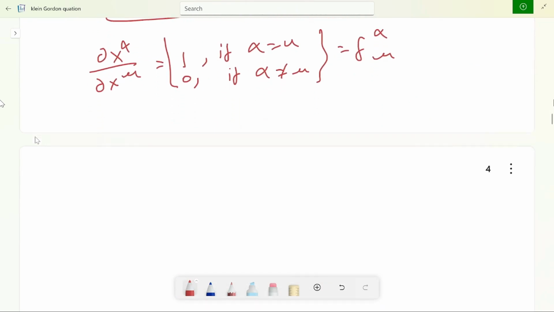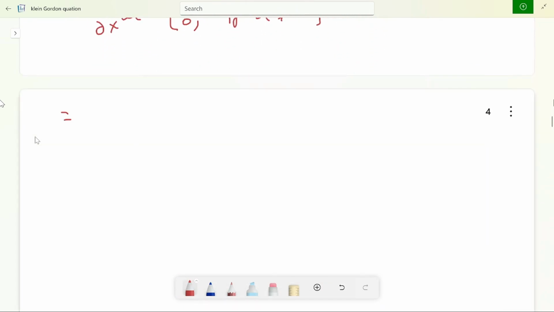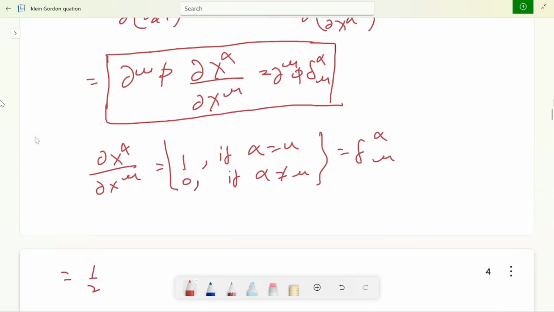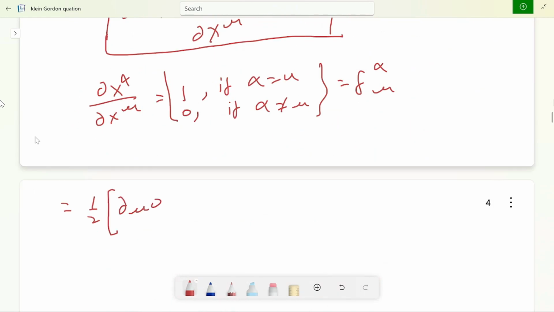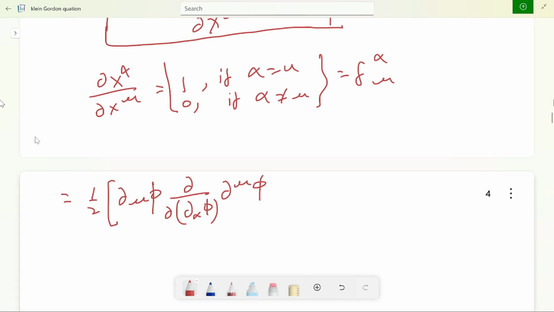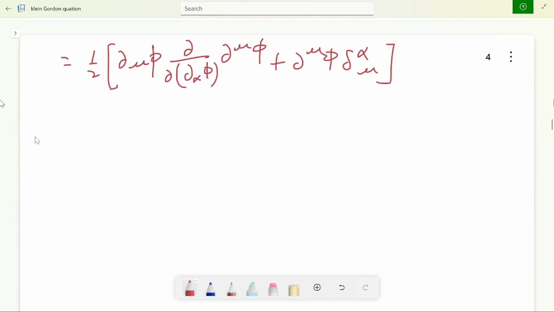So now we should simplify things, and we should write down that it is equal to half times some d mu phi with derivative of d alpha phi and d mu phi, plus d mu phi with the Kronecker delta. So we have simplified things a bit.